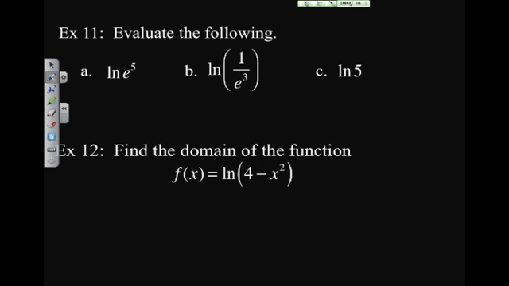So then, evaluating the natural log of e to the 5th power. Remember, the question is e to what power is e to the 5th? And that is that third property. It's just going to be 5. Now b is a little bit trickier because we have to rewrite this. 1 over e to the 3rd is e to the negative 3rd. So when we get that answer, we get negative 3.